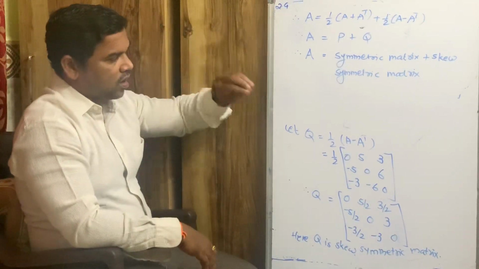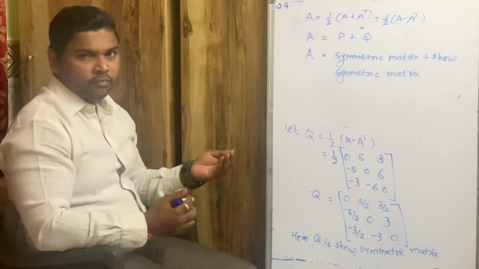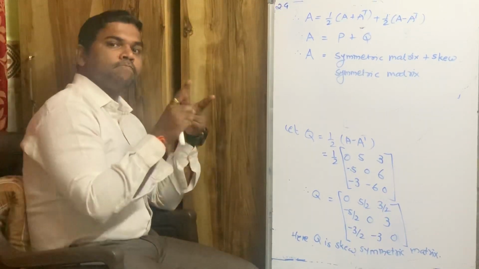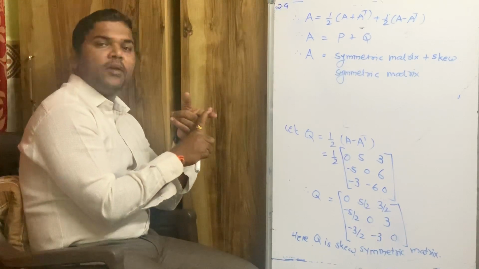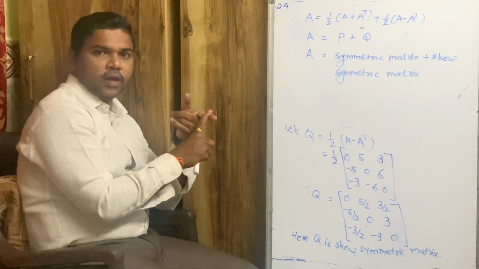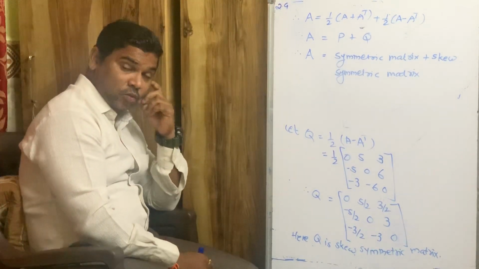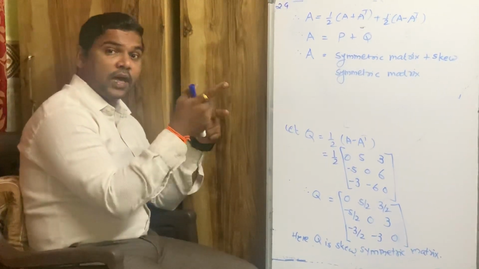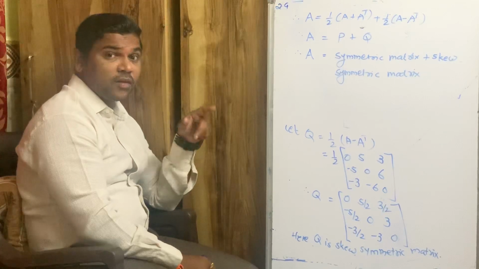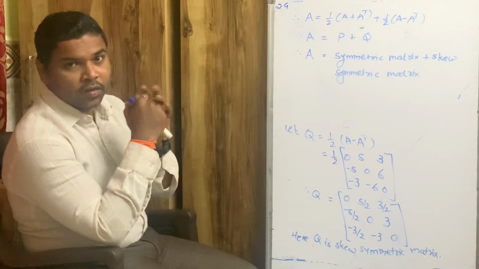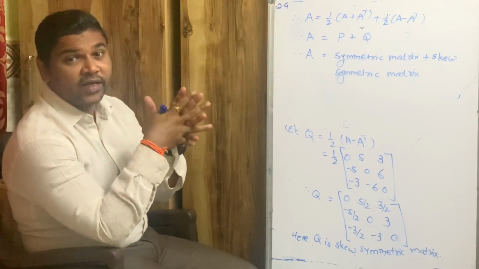First of all, the given matrix is A, then find out its transpose A transpose, then first find out A plus A transpose. Okay, multiply by half, it will give you matrix P. So P is equal to half of A plus A transpose, and that will be a symmetric matrix. Then find out A minus A transpose, multiply by half, it will give you matrix Q.